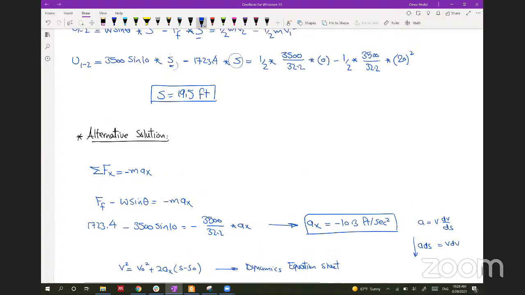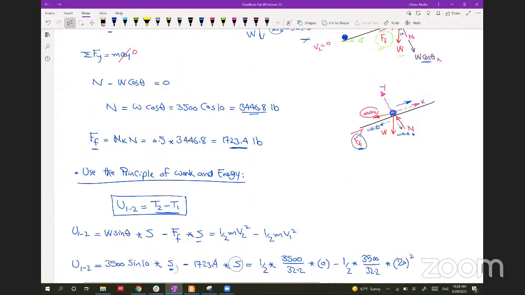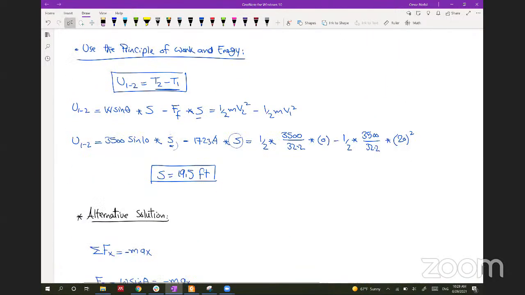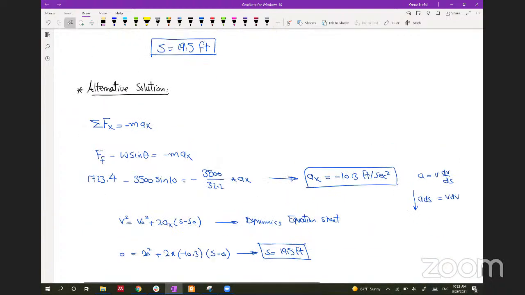But actually, I would rather use the principle of work and energy. Okay, does anybody have any question on this problem? Or on the alternative solution?